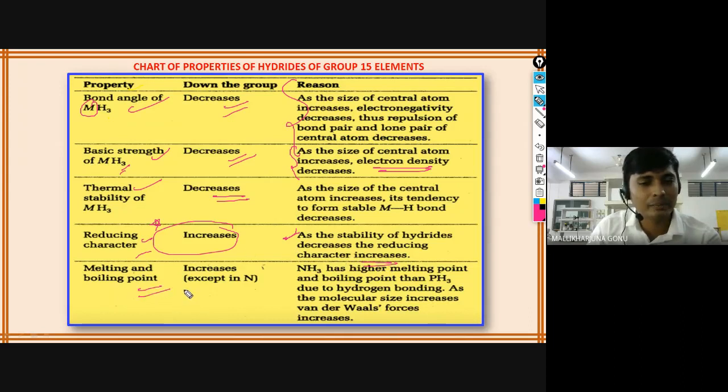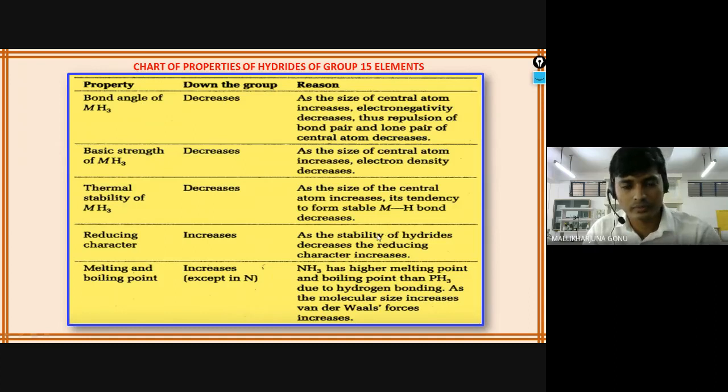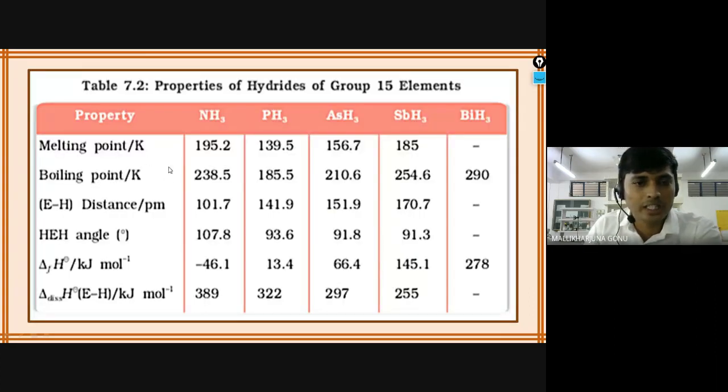Melting points and boiling points increase as you go down the group, except nitrogen. Very, very important: NH3 will show anomalous behavior. This is what it is. All these points you can note down, so you can find them out.